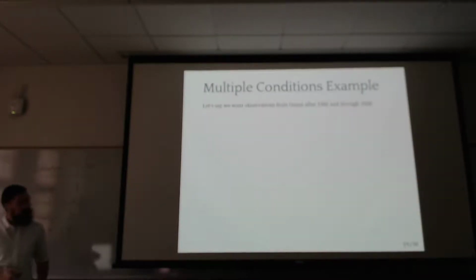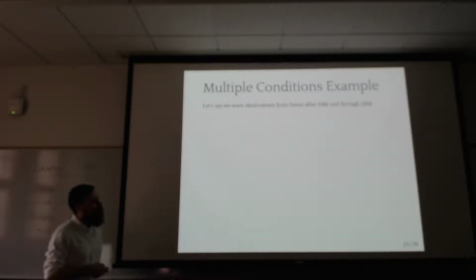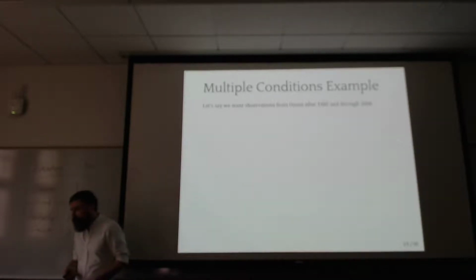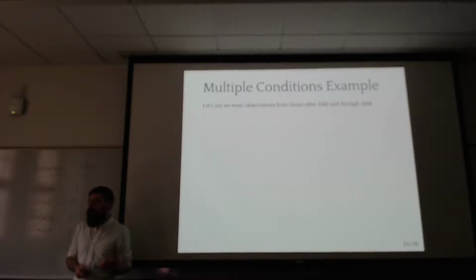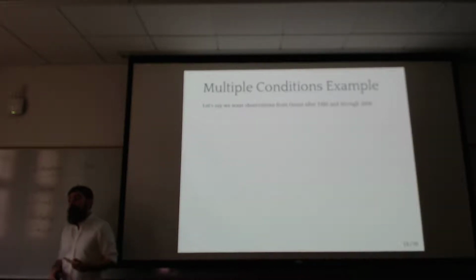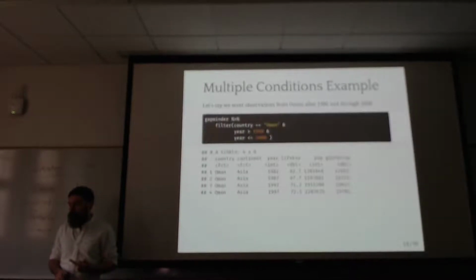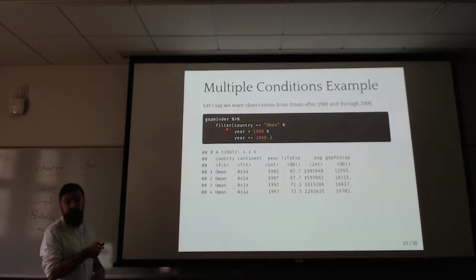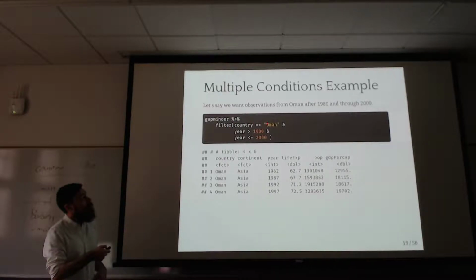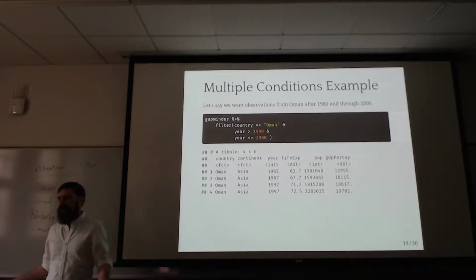Okay, so let's talk about using multiple conditions at once. Let's say we want all the observations from Oman, but only those that are after the year 1980 up to and including the year 2000. It's pretty easy. We just say gapminder, pipe it into filter, country equals Oman, and year greater than 1980, and year less than or equal to 2000, and it just does it.